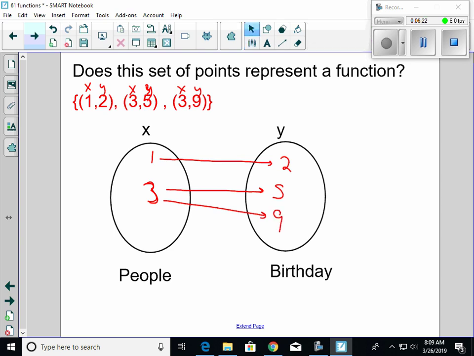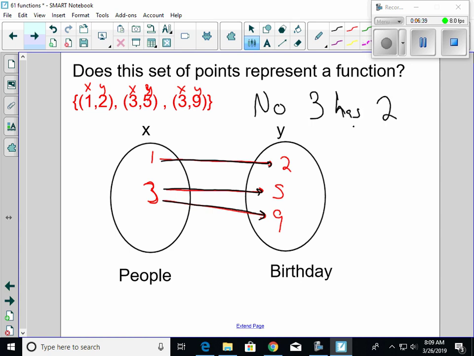Okay, so person 1 is okay. They have one birthday. Person 2 is split. Can a person be born on 2 different days? Nope. This is not a function. 3 has 2 different y values. Okay, you may get even a situation where this is split between even more than 2 things, 3 or 4 things. Okay, but if it's split, if a person has more than one birthday, it's not a function.